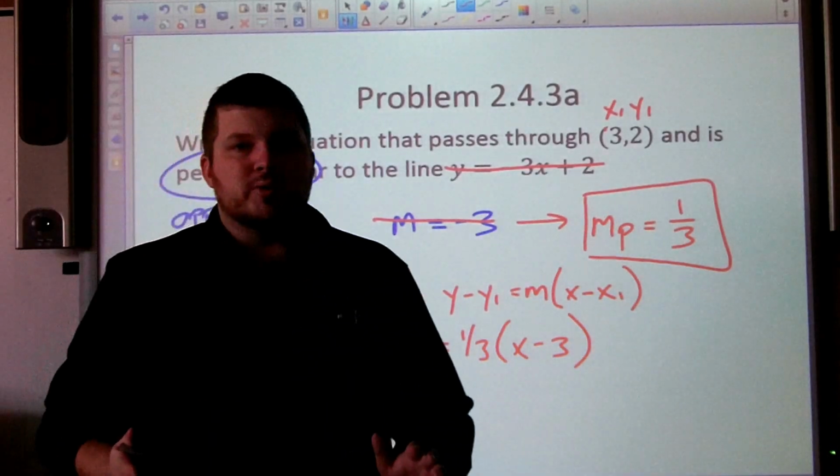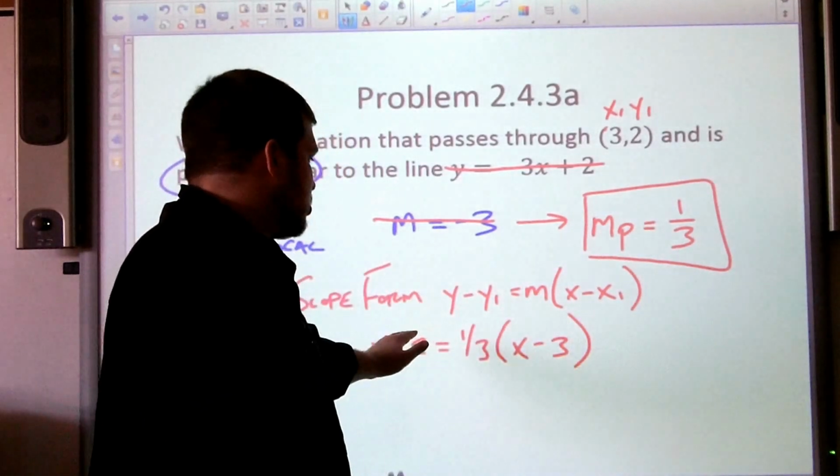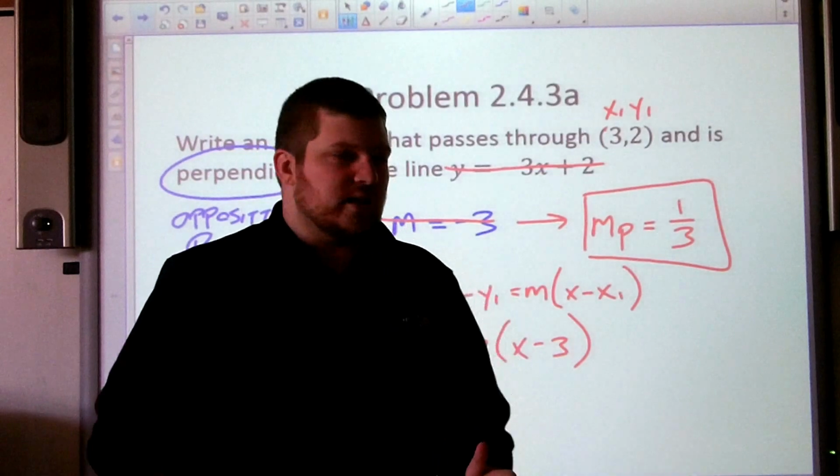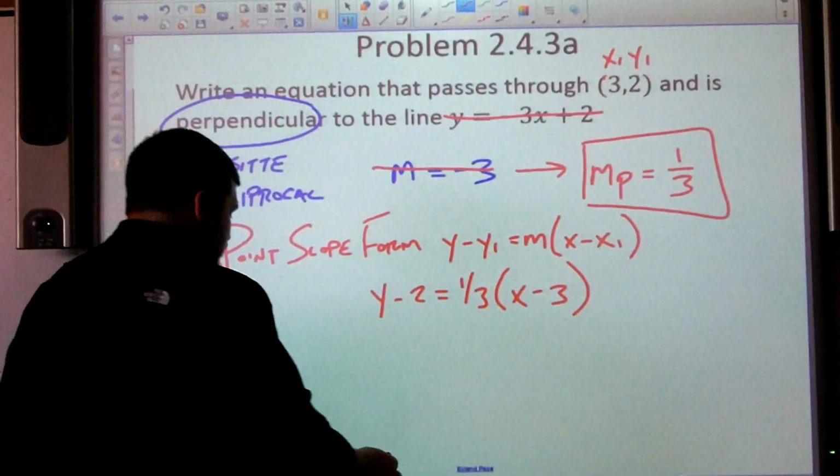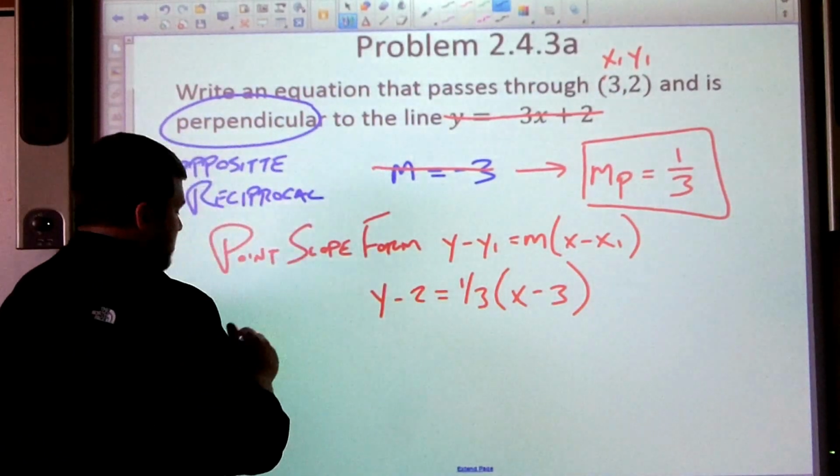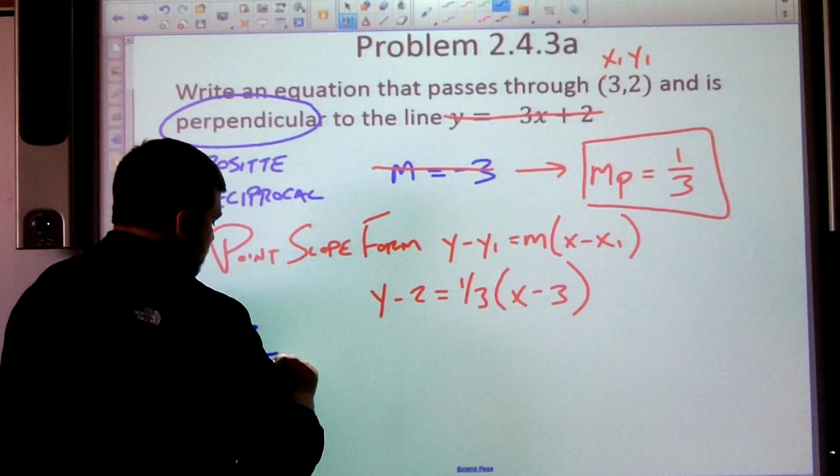Okay, well we want a unique solution, so this time I'm going to transform this into standard form. Because I want a unique solution, so I want it to be in standard form.